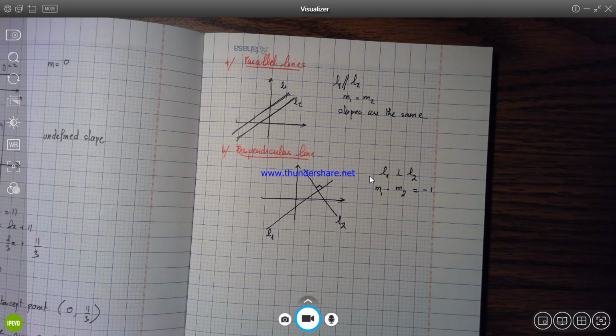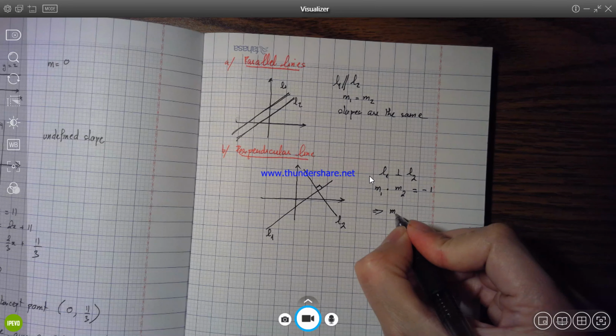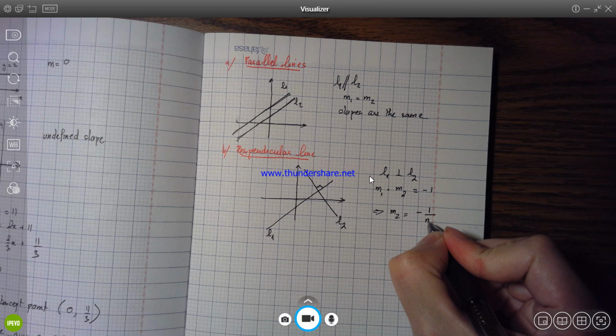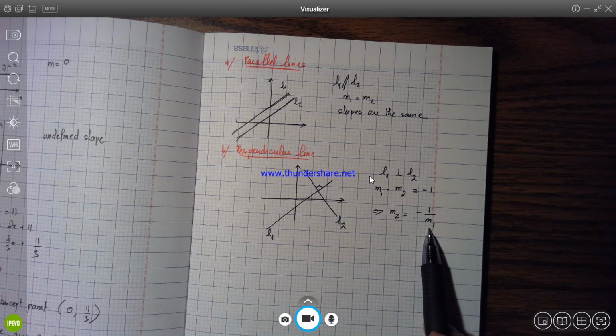Usually in high school, your teacher shows you that if you have a perpendicular line, then the slope of the new line will be the negative reciprocal. You remember? So actually it comes from this. You see that from here I can get M2 is -1 over M1. See, negative reciprocal of the slope. Then you can get the new slope.